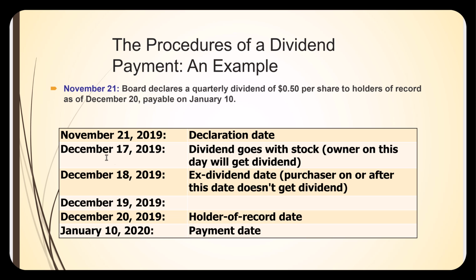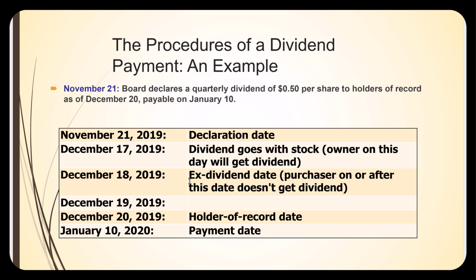So what we have is something called the dividend X date or the ex-dividend date. That's typically 2 to 3 days before the date of record. So on December 17th, this dividend goes with the stock, and the owner on that day is going to get the dividend. But the very next day, at the end of that day, that's what's referred to as the ex-dividend date. On this date, if you bought the stock this date, your name is not going to make it into the book, and you won't get the dividend. So you're an owner, but you don't get the dividend.